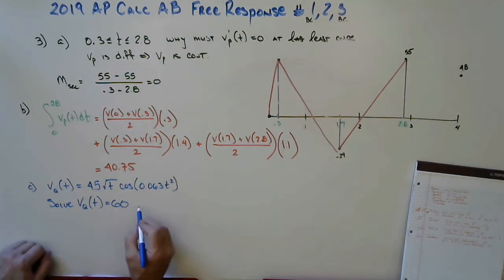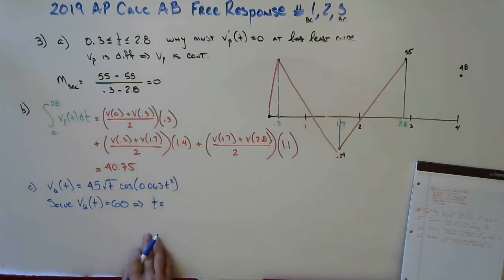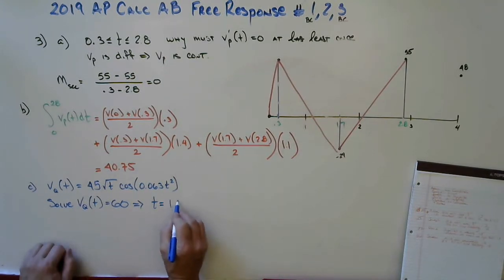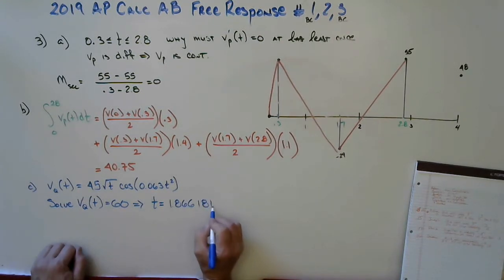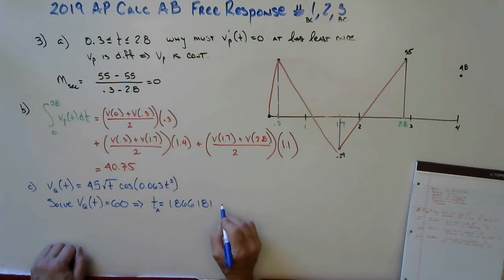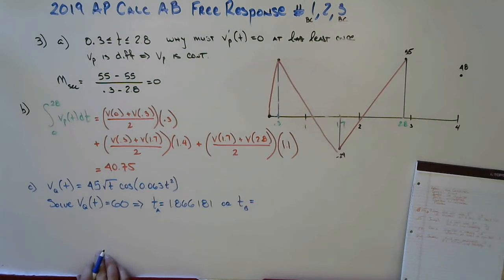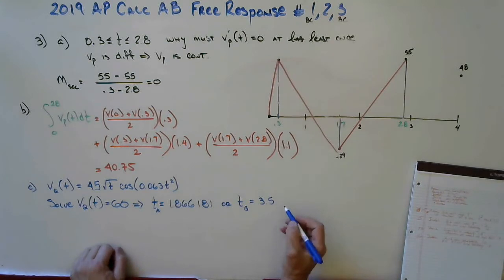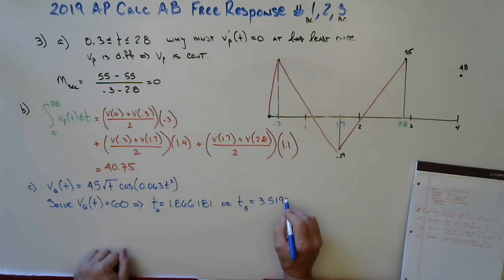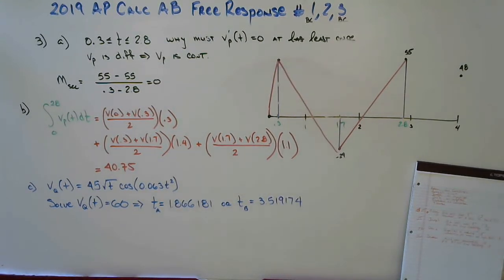And the times we get, again, I'm not going to sit here and plug this into a calculator for you. We get two of them. The times are 1.866181. That's time A. And then time B, we get 3.519174. Okay? Those are when it equals 60.